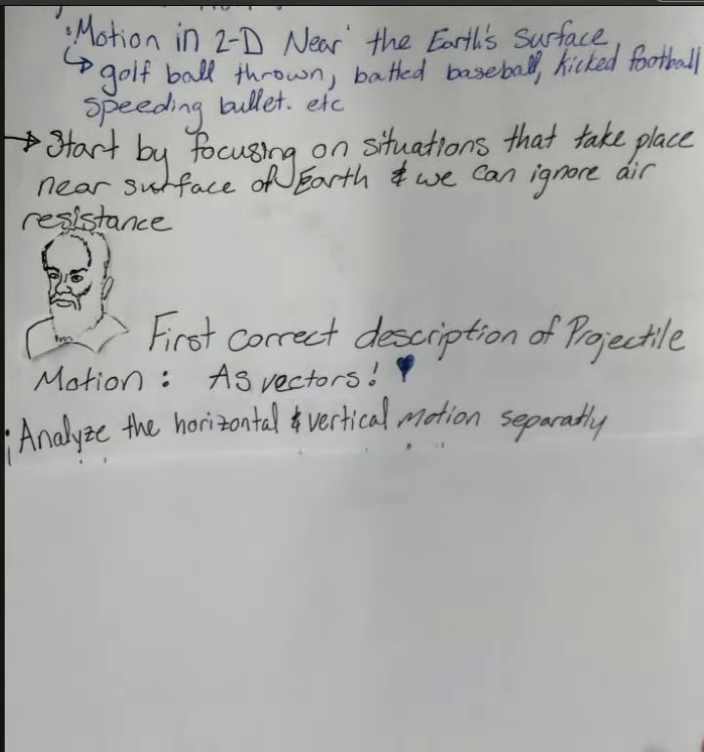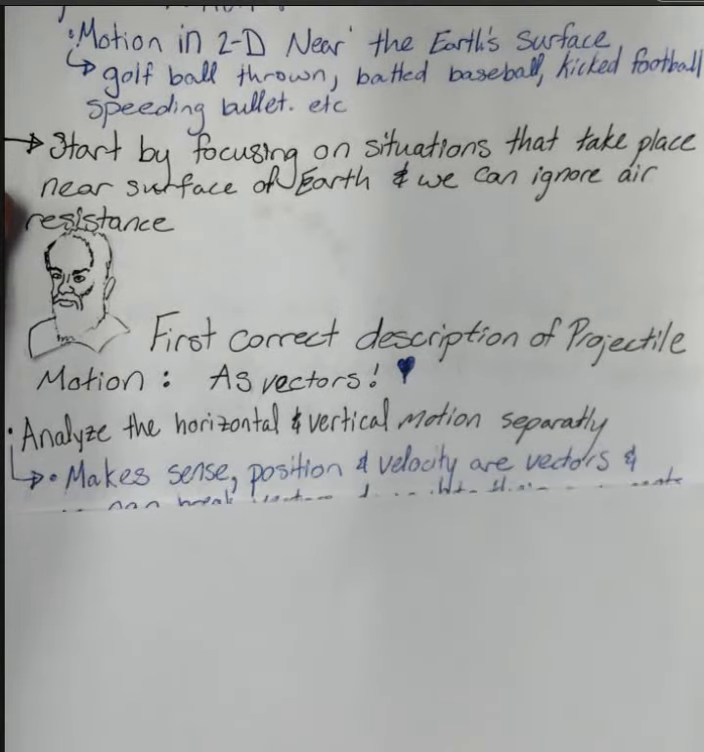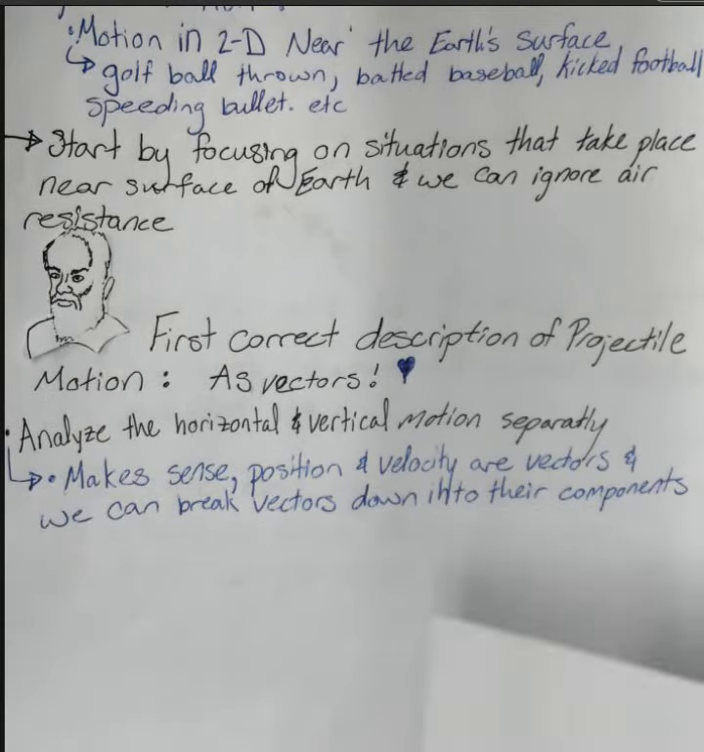Okay, so if we're going to take a look at projectiles, we need to analyze the horizontal and the vertical motion separately. It's the only way to do it. And it makes sense because position, velocity, and acceleration are all vectors, and vectors can be broken down into their components. So let's take a look at an example velocity.